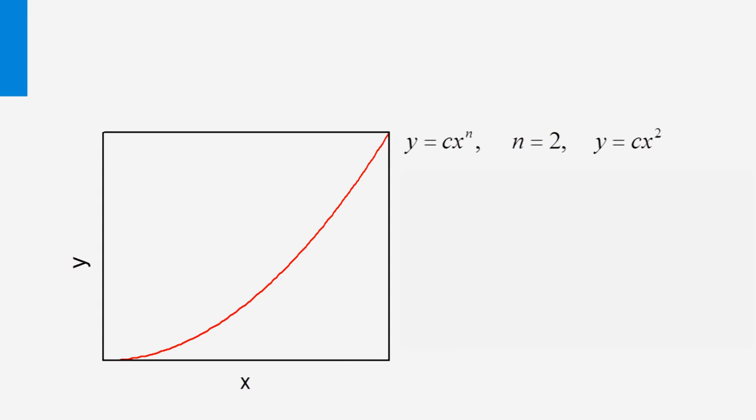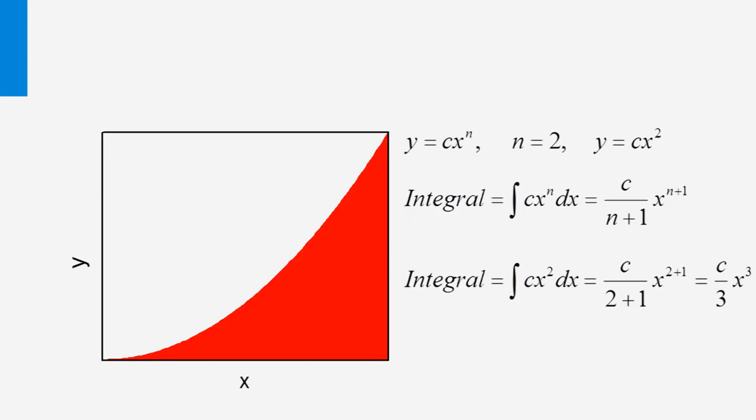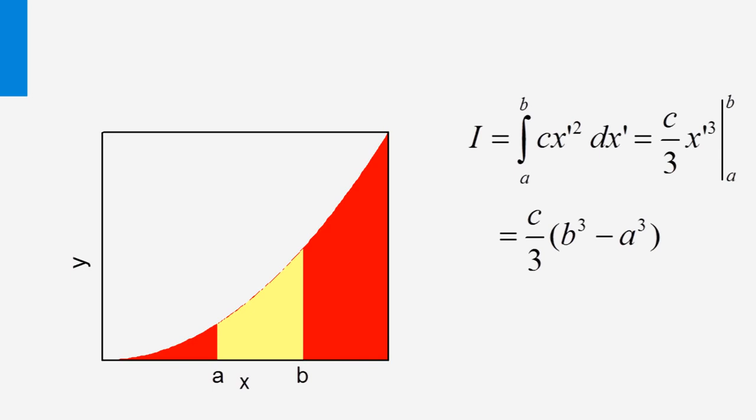Finally, we consider a quadratic function. f(x) is equal to c times x squared. In this case, n is equal to 2. The integral function of this function is c divided by 3 times x to the power 3. The area between the boundary conditions a and b is c divided by 3 times (b to the power 3 minus a to the power 3).